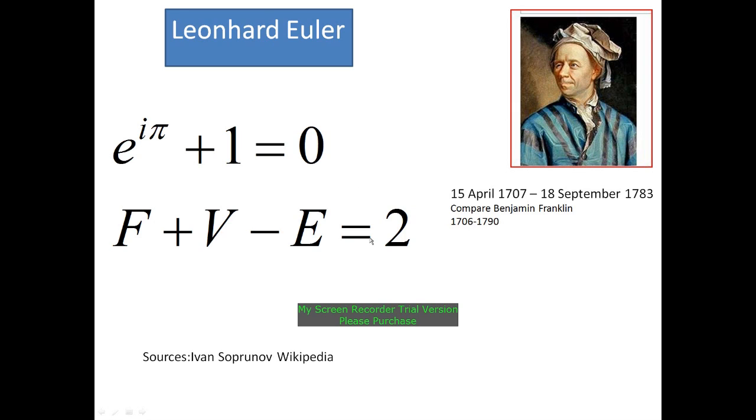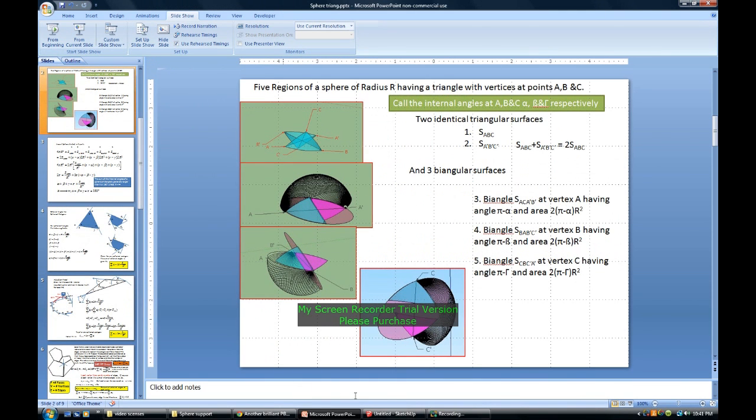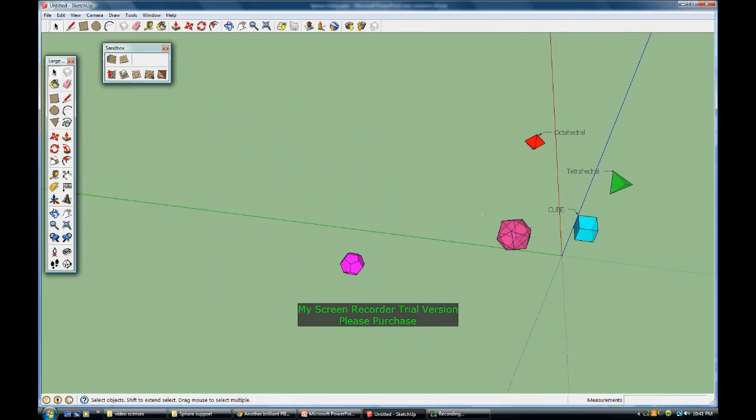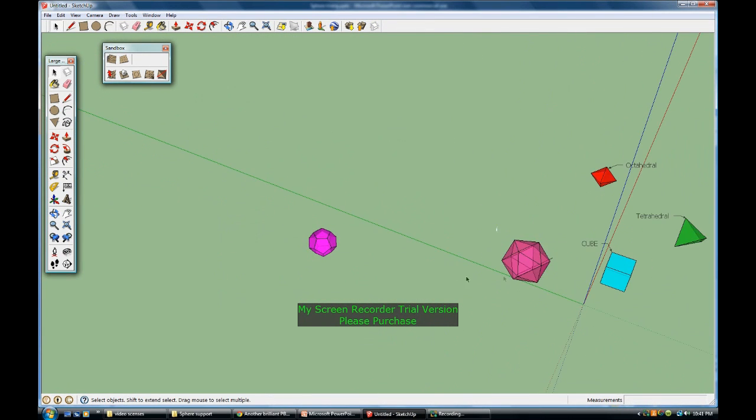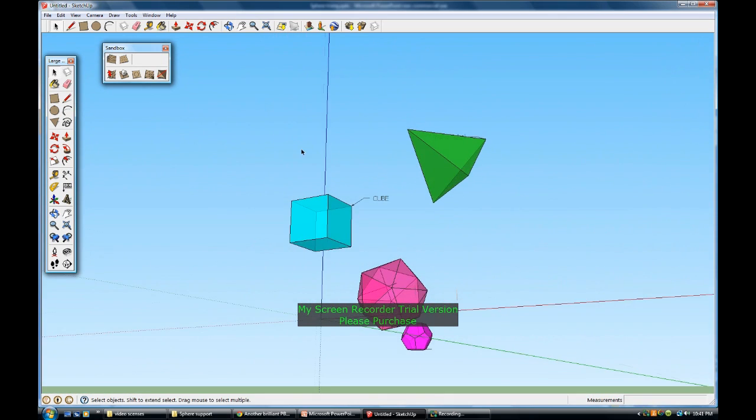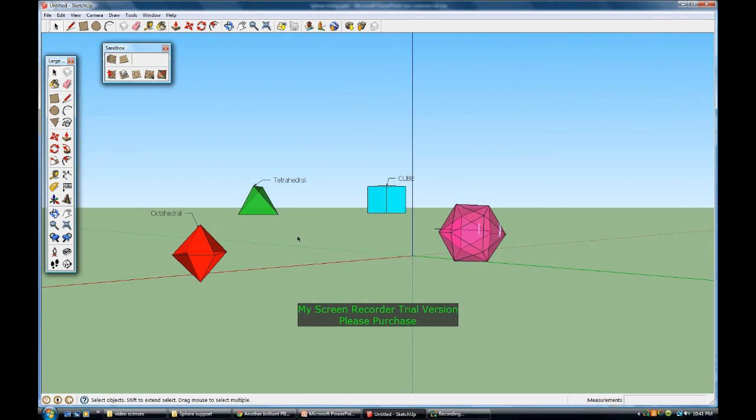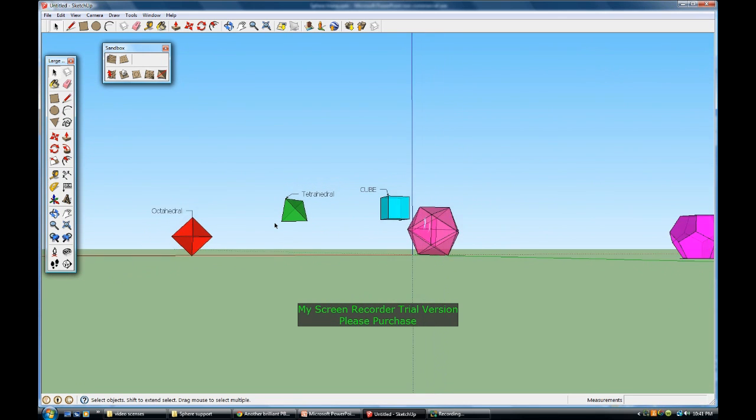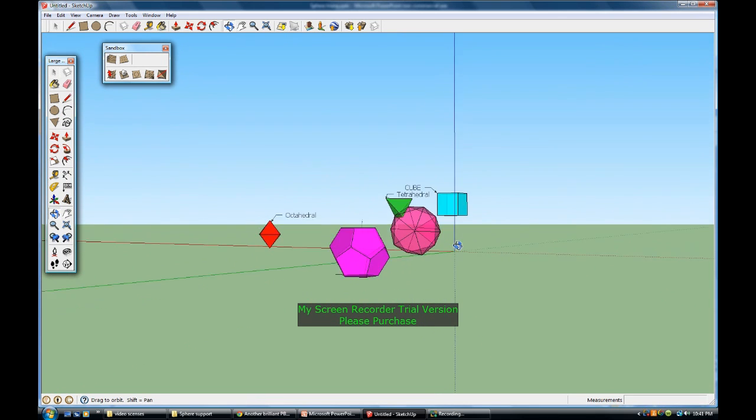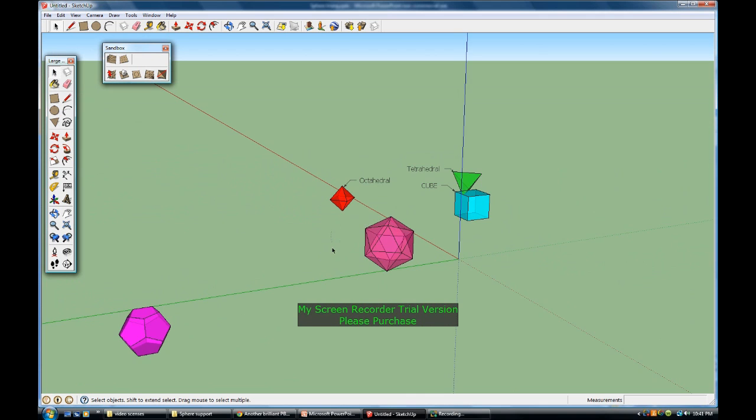Okay. So thanks to Ivan Sopranov, who I don't really know, and Wikipedia, I borrowed a little bit from your work. But the main point was to develop these formulas using the SketchUp program, which is the point of this presentation, really, that you can visualize these things much, much clearer. In fact, it almost becomes trivial once you learn how to construct these mathematical objects.